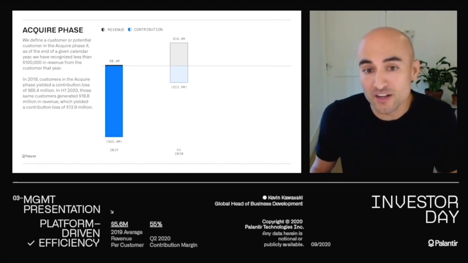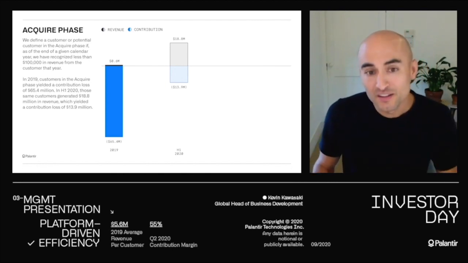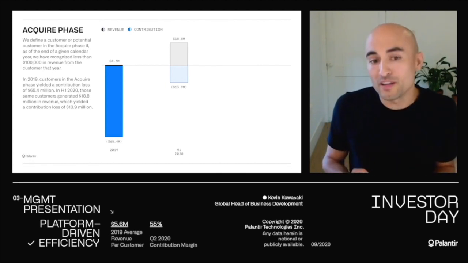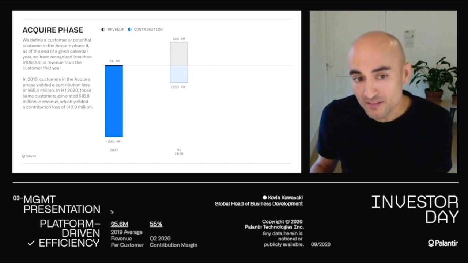Okay, so basically contribution margin tells us whether or not customer accounts are actually profitable. For example, if contribution margin is negative, like in Acquire phase, that means that this particular account is losing money for Palantir. And if contribution margin is positive, for example in Scale phase, that means that this particular account is making money for Palantir. Quite simple. And contribution margin is also used to categorize customers into phases at the end of each year. We're generating just under 19 million of revenue, but still in the negative contribution margin category. So as we grow these accounts, we'll be looking to move them into the Expand and Scale phases.